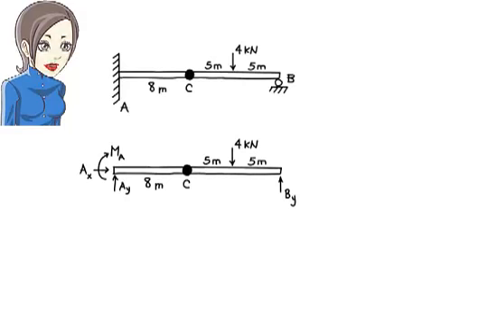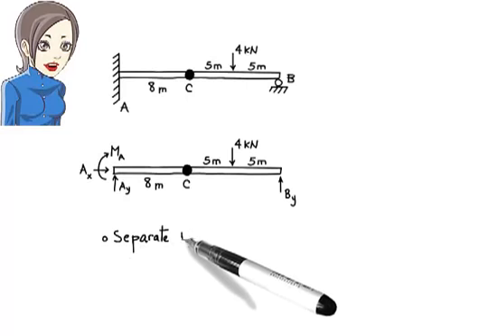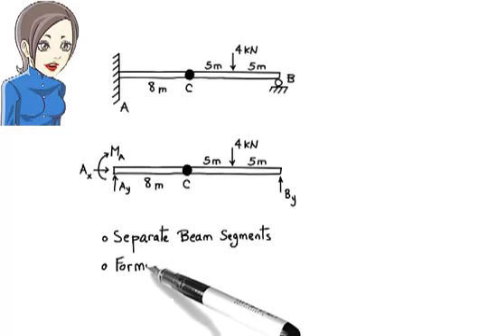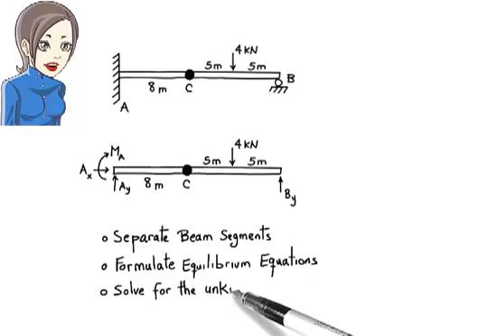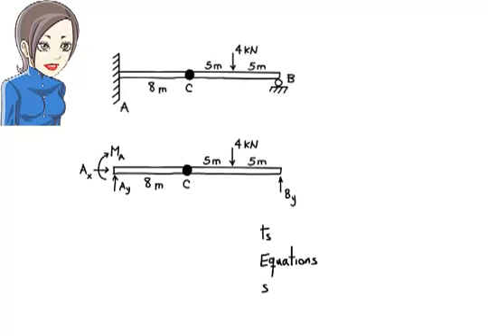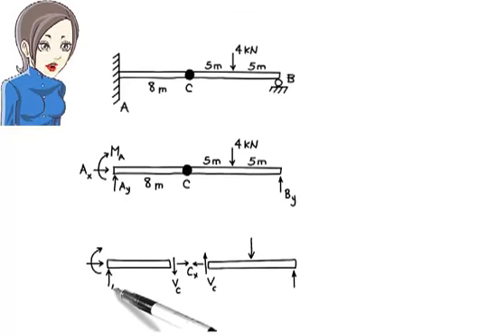Here is how. The analysis of a beam with an internal hinge involves separating the beam segments at the hinge, formulating 3 equilibrium equations for each segment, then solving them simultaneously for the unknown reaction forces and the internal shear force at the hinge. Here is the free body diagram for each beam segment.